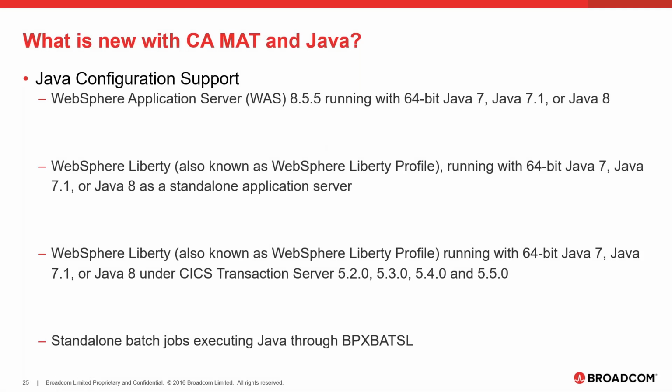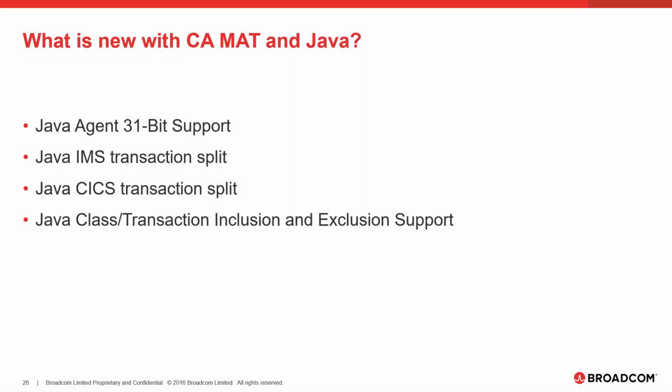We now support WebSphere Application Server, WAS, up to 8.5.5. We support Java up to Java 8 now, and CICS up to 5.5 as well, which is all good stuff. We also have added 31-bit support to the Java agent. This is done automatically by the Java agent. It can identify the region it's running in and use the appropriate DLLs at execution time.